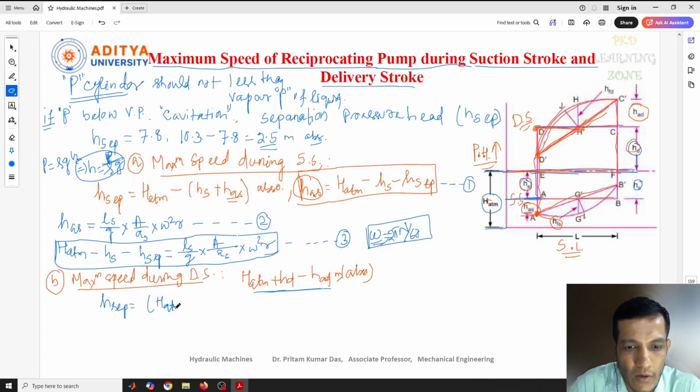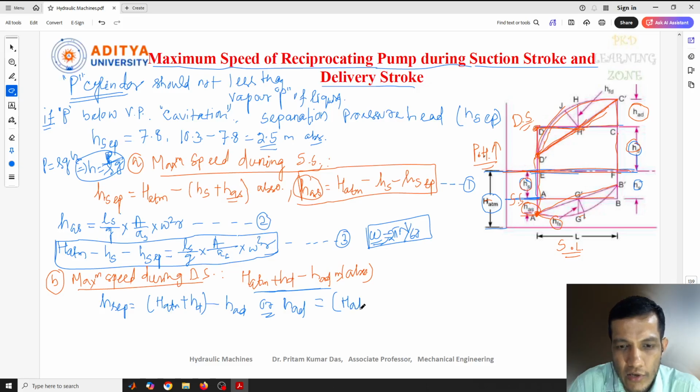H ATM plus HD minus HAT. Or similarly, we can write HAD, the pressure head due to the acceleration at the delivery pipe. This one we can write as H ATM minus HD minus H separation.